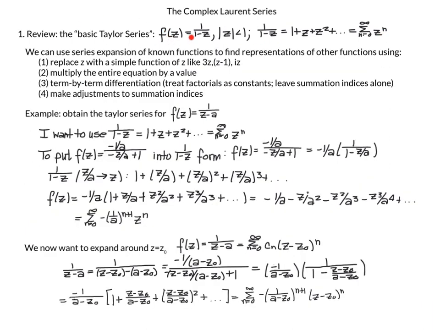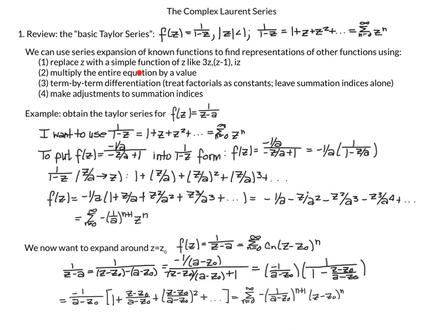Here is our formula for our basic Taylor series. So f of z equals 1 over 1 minus z, and that is equal to the summation of z to the n. And remember, we use the series expansion of this basic Taylor series to find representations of other functions. And what we can do is, and this is the one that your book uses a lot, so that's the one we're sticking with, replace this z here with a simple function of z, something like 3z or z minus 1 or i times z or z divided by 2.